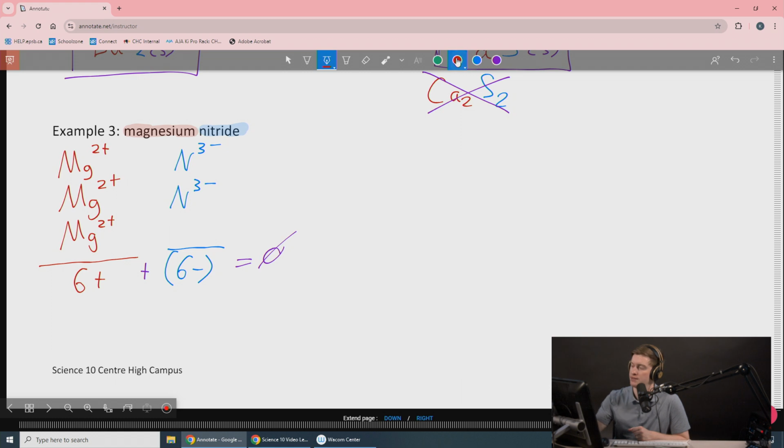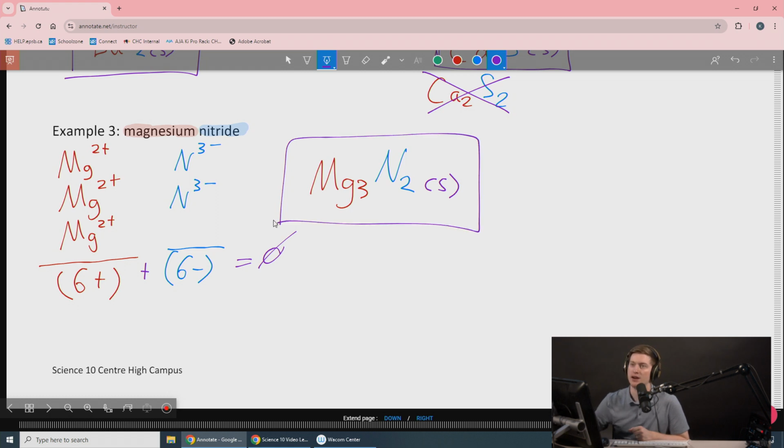I'm just going to put these in brackets to separate them from this addition sign where I'm adding the charges together. When I put together the formula for magnesium nitride, I don't want to write magnesium 3 times, so I go magnesium with this subscript 3, and nitride with the subscript 2. This 2 is telling me I have 2 nitrides, and this 3 is telling me I have 3 magnesium ions. This is an ionic compound, so it will be solid.